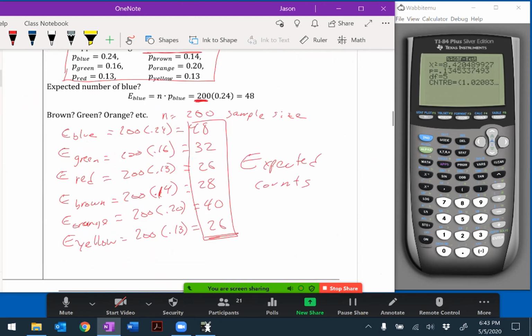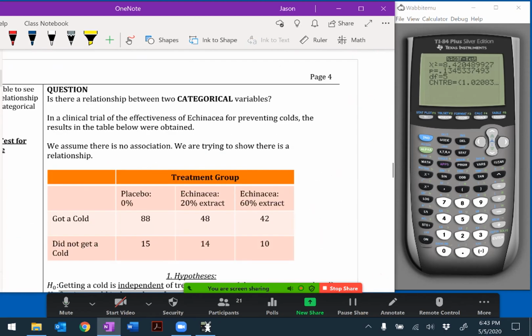Let's go on to the second application for chi-squared. The second application is that we want to know the relationship between categorical variables.